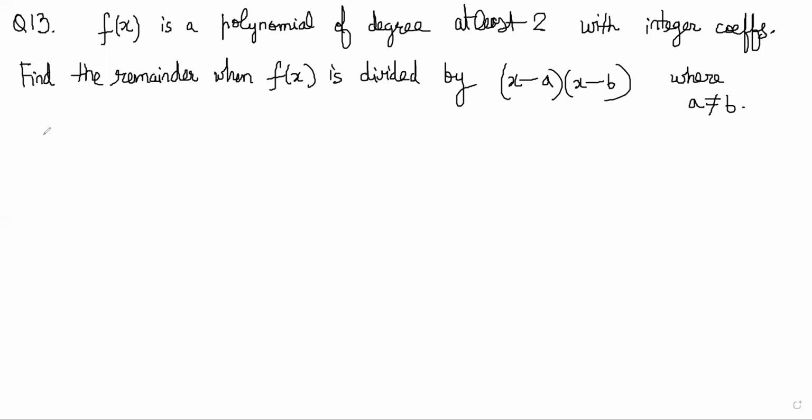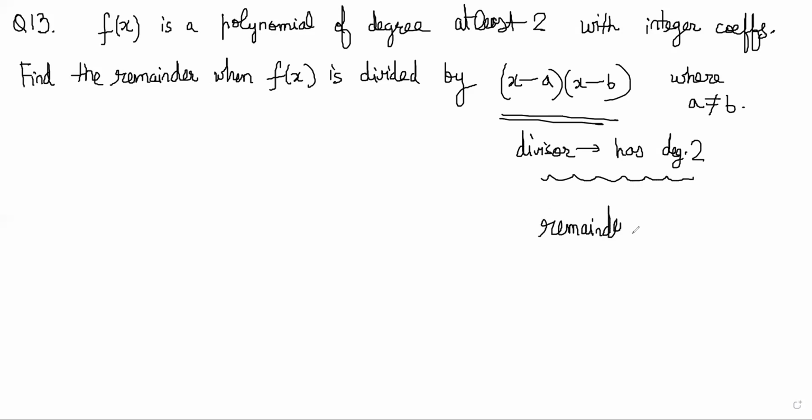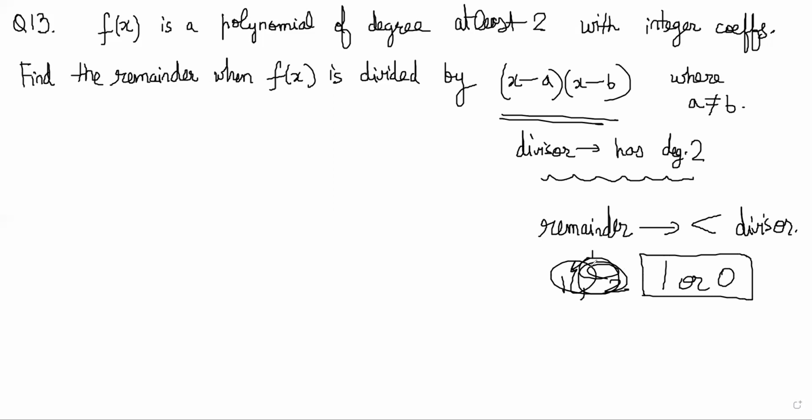Okay, great. So f(x) is a polynomial of degree at least 2, and the divisor polynomial has degree 2, correct? If the divisor has degree 2, you should realize that the remainder is supposed to have degree 1 or 0, right? Remainder has to have degree lesser than the divisor's degree. So the remainder is either a constant or a degree 1 polynomial.